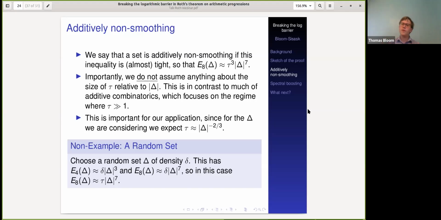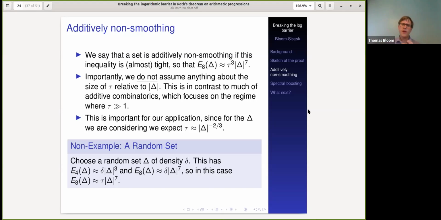And the motivation behind the terminology comes from the idea that I expect A plus A to be more structured than A. I expect A plus A plus A plus A to be more structured than A plus A, and so on. As I add the set A to itself more times, just like convolving a function with itself more times in analysis, I expect this function to smooth out. I expect the additive behavior of the set to smooth out. If E8 of delta is very large, then that means the fourfold sum set is behaving particularly structured. If it's a lot larger than I expect from knowing what E4 of delta is, that means the fourfold sum set has become a lot more structured than the twofold sum set A plus A is.